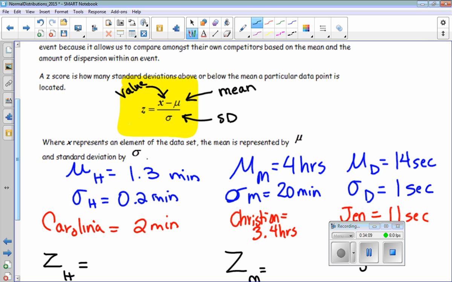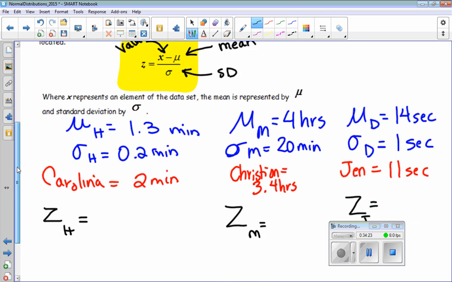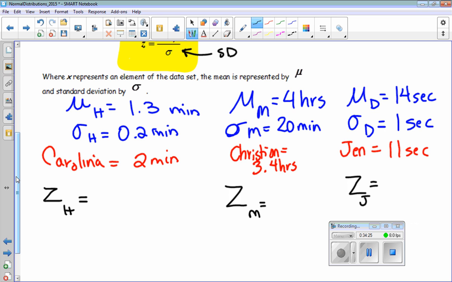The standard deviation. So in order to find a Z-score, I need all three of those numbers. Do I have all three of them for each? I do. So let's plug them into the formula and figure out what the Z-score is so I can compare who did better. So Carolina minus the average divided by the standard deviation will tell me what that number is. We're going to say Christian minus the average divided by the standard deviation.